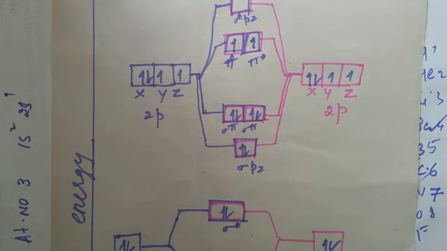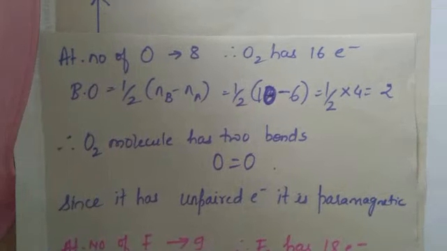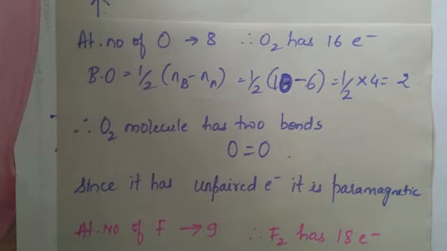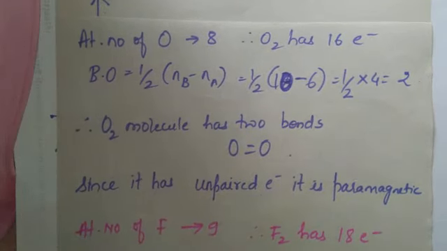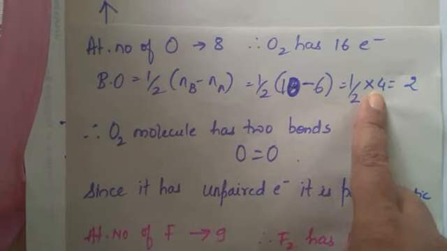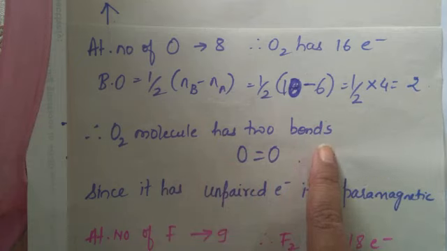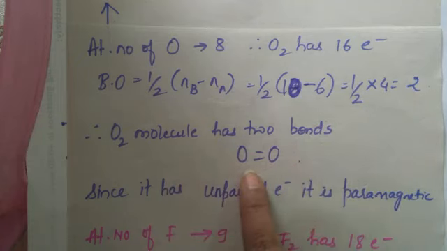Now you have to find out the number of bonding electrons and anti-bonding electrons, and then calculate bond order. Try to calculate bond order now. Atomic number of oxygen is 8. Therefore the oxygen molecule should have 16 electrons. So bond order is equal to half of 10 minus 6, that comes out to be half into 4, that is equal to 2.